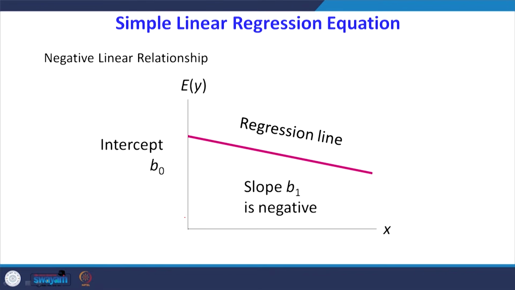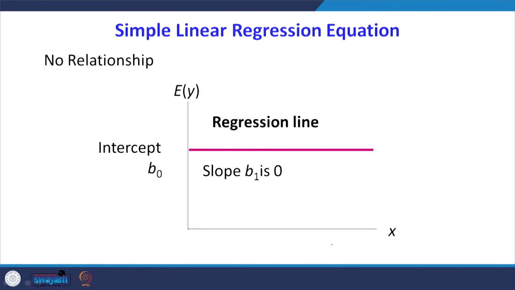This is an example of a negative linear relationship. What is happening? When x increases, the expected value of y is decreasing. Here the slope is negative. Here there is no relationship because it is a line which is parallel to the x axis. So, here the slope is 0. So, what is the meaning of this? Irrespective of any value of x, the expected value of y is the same. So, here we can say the values of x and y are independent.